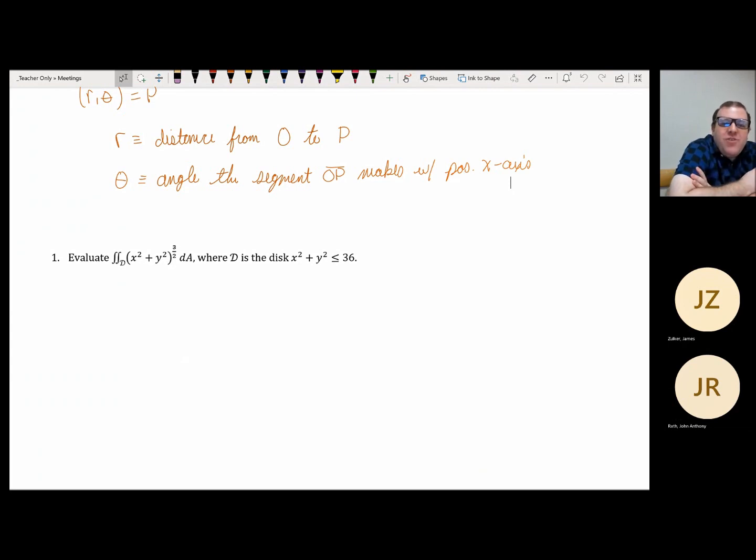So if we try to do dy dx, what function has a partial derivative with respect to y of x squared plus y squared to the 3/2? There's none. Same thing with x. If you try to do it with x, you can't find an analytic anti-partial. So it cannot be done with dy dx or dx dy. So you have to convert. You don't have to convert to polar.